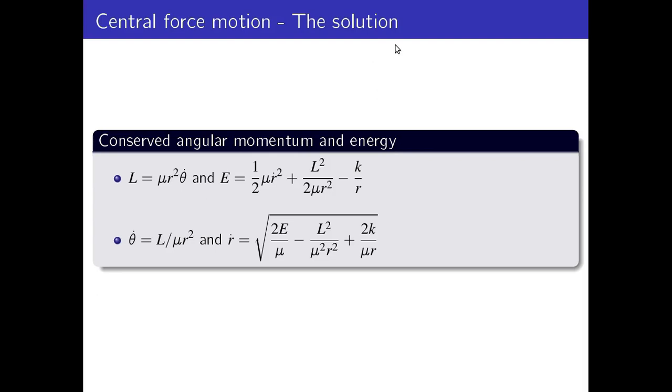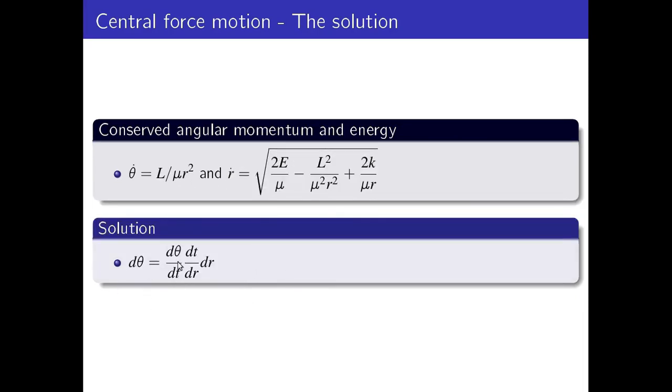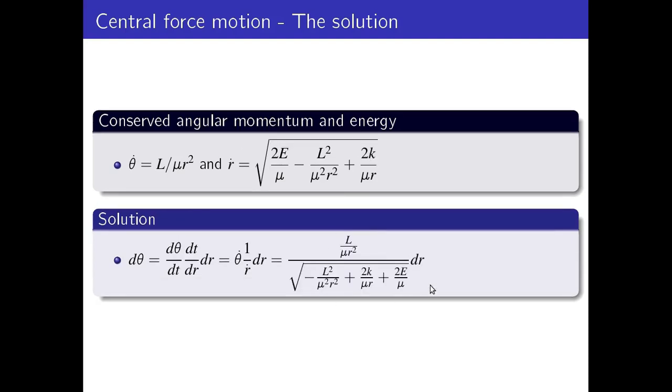There is another solution, and it is better in some ways, and this method also uses conserved angular momentum and energy. We have already written theta dot and r dot in these forms by using these two relations, and d theta can be written as d theta over dt times dt over dr times dr. The first term is theta dot and the second term is 1 over r dot. Then d theta can be obtained as theta dot over r dot times dr. Since this part will be integrated over r, we will write theta dot and r dot in terms of r by using these two relations, and d theta can be obtained in this way.